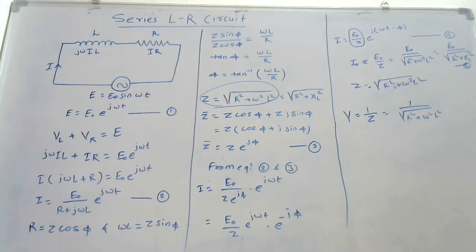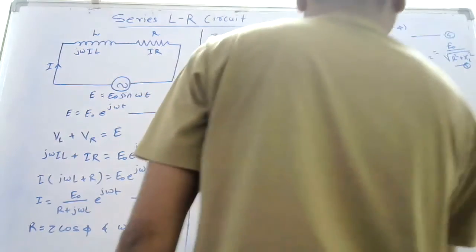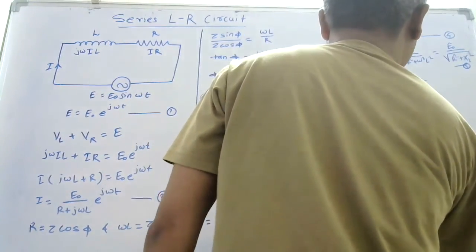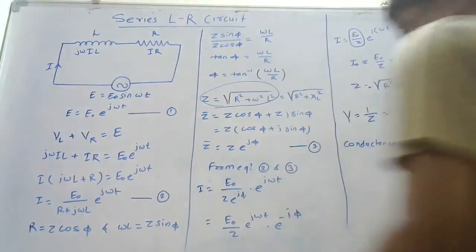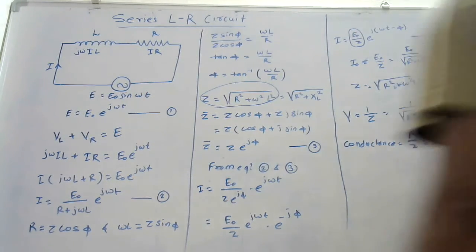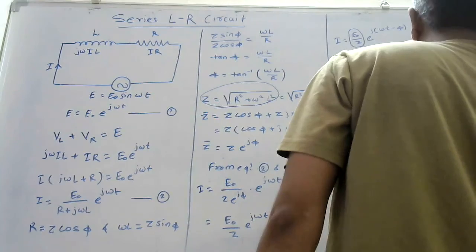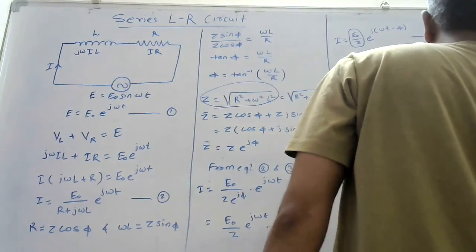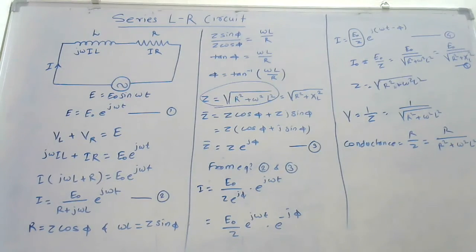Okay. Now we have to find out the conductance. How do we find the conductance of the given circuit? Conductance is equal to R upon Z square. That is nothing but R upon R square plus omega square L square. This is the conductance.